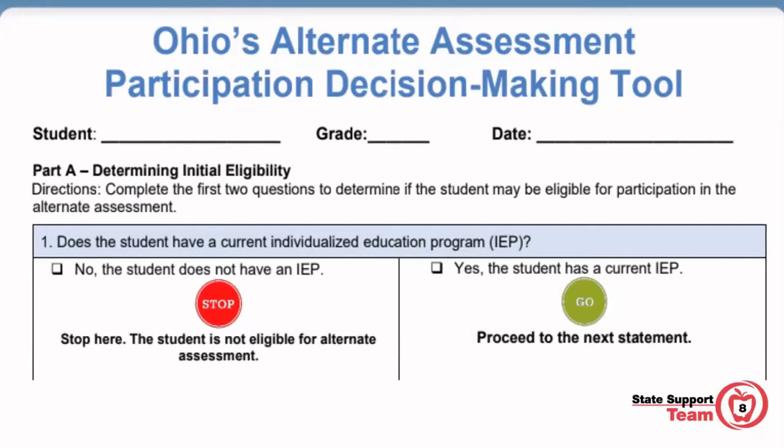And this may sound just a little like, I'm sure that a student has an IEP, but it has been said that some students have been placed on alternate assessment without an IEP or with a 504. And that is not acceptable. I think most of our audience understands that. Then we go over, does the student have a current IEP? And if we answer yes, then we proceed to the next statement.